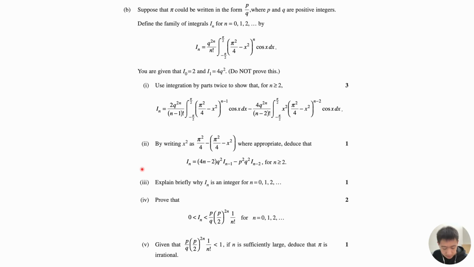Okay, it's good now. The second question, by writing it as something: if you do a lot of questions, you know that it's splitting the integral, and you can probably cancel out or combine two terms. The third one, explain why it's an integer, it's 1 mark, so an explanation question. This one, prove this stuff. I think it's an inequality of an integral. It's also a bound of the integral, upper bound and lower bound, so it's either determining the value or proving it as a contradiction.